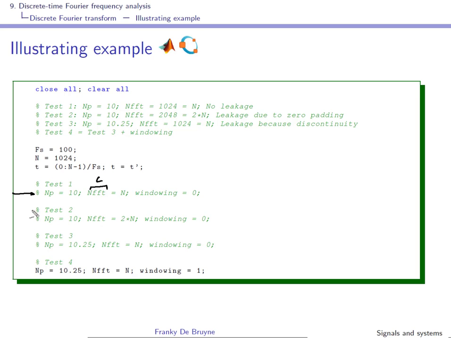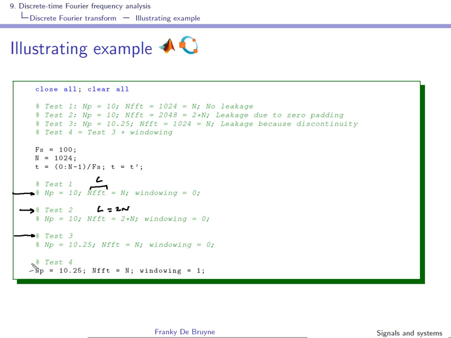In test number 2, we'll do exactly the same, but we'll choose the number of points used in the FFT as 2N. So we'll choose L equal to 2N. This means that we add N zeros at the end of the sequence. There will be no windowing. In test number 3, we'll consider 10 periods and a quarter. This will lead to a sequence where the beginning and the end of the sequence will be at different values. So this will lead to spectral leakage.